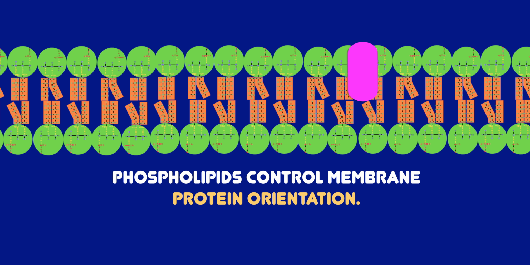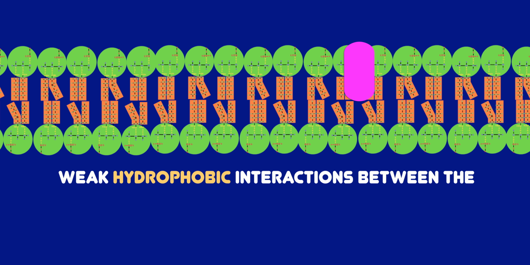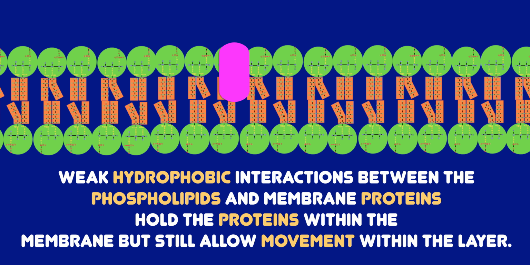Phospholipids control membrane protein orientation. Weak hydrophobic interactions between the phospholipids and the membrane proteins hold the proteins within the membrane, but still allow them to move within the layer.